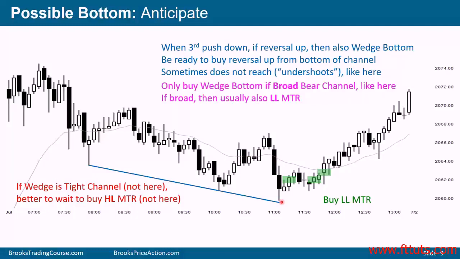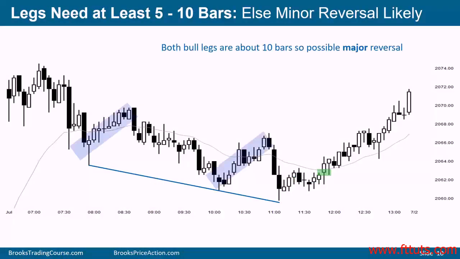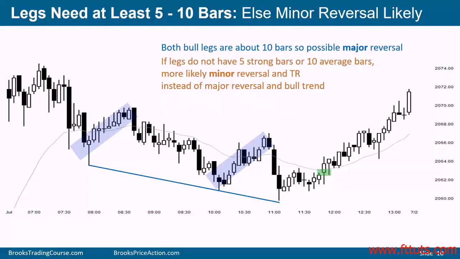However, now, in addition to a wedge, 1, 2, 3, we have a potential lower low major trend reversal. This has a higher chance of leading to a swing up. When I say you want a relatively broad channel, here we have about 10 bars up in each of the two attempts to rally. If the rallies are small, like 2, 3, 4, 5 bars, they are minor, and any reversal will probably lead to either a bear flag and a resumption of the bear trend or a trading range.